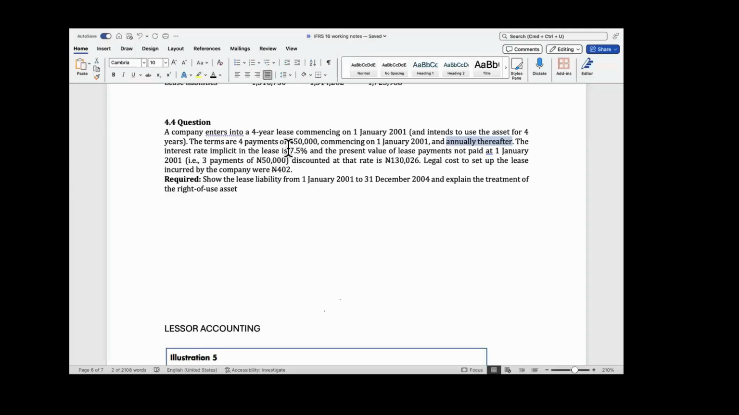We're given the interest rate implicit in the lease to be 7.5%, and we're also given the present value of the lease payments unpaid at the beginning of the year, which is 3 payments of 50,000 discounted at that rate to be 130,026. We're also given legal costs of 402. We're now required to show the lease liability and the treatment of right of use assets. This one didn't ask us to prepare financial statements.